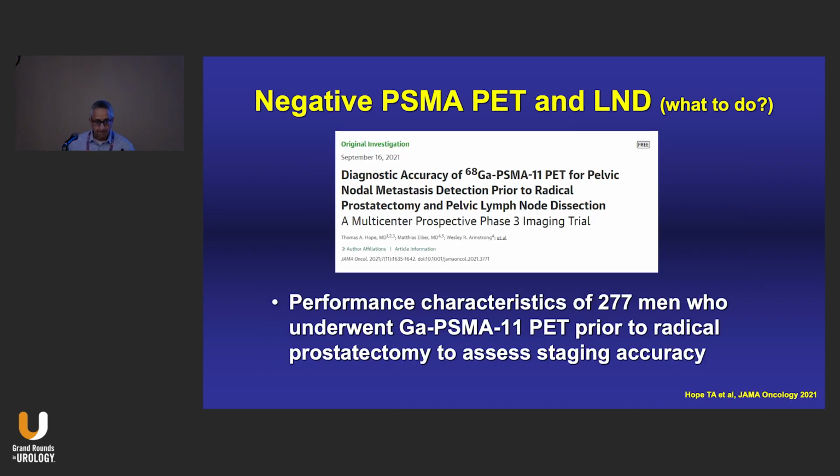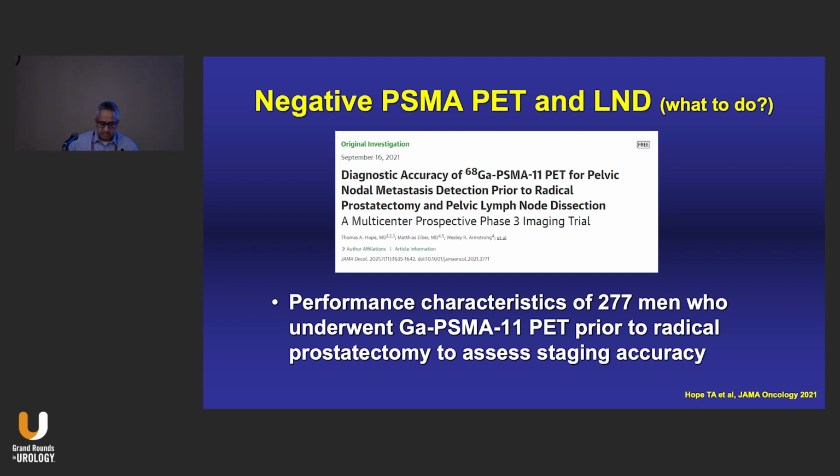So what do you do if you get a PSMA PET scan that shows no evidence of metastatic disease, and you're deciding to take this patient for, say, a radical prostatectomy? Do you actually have to take out the lymph nodes, or can you say, look, the lymph nodes look fine on imaging, I don't need to do that, I can just take out the prostate?